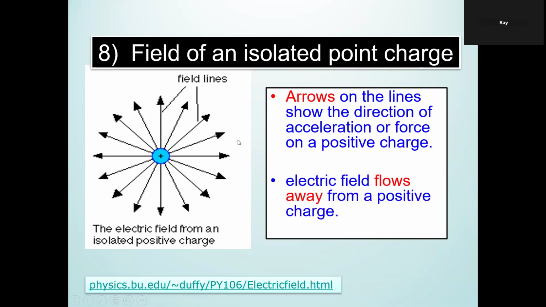The electric field flows away, just like water flowing. The electric field is like water. It flows away from the positive charge. Where it's closer, the lines are closer together and the field is stronger. It's just an indication; you cannot calculate it, but it is an indication. Where the lines are further apart, it's a weak field.